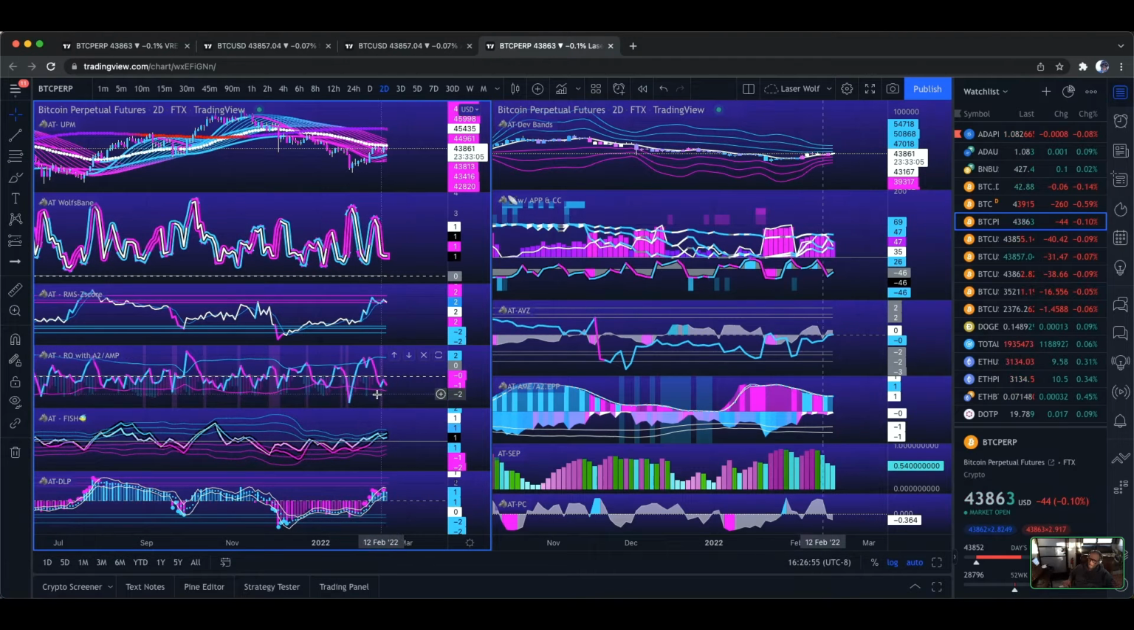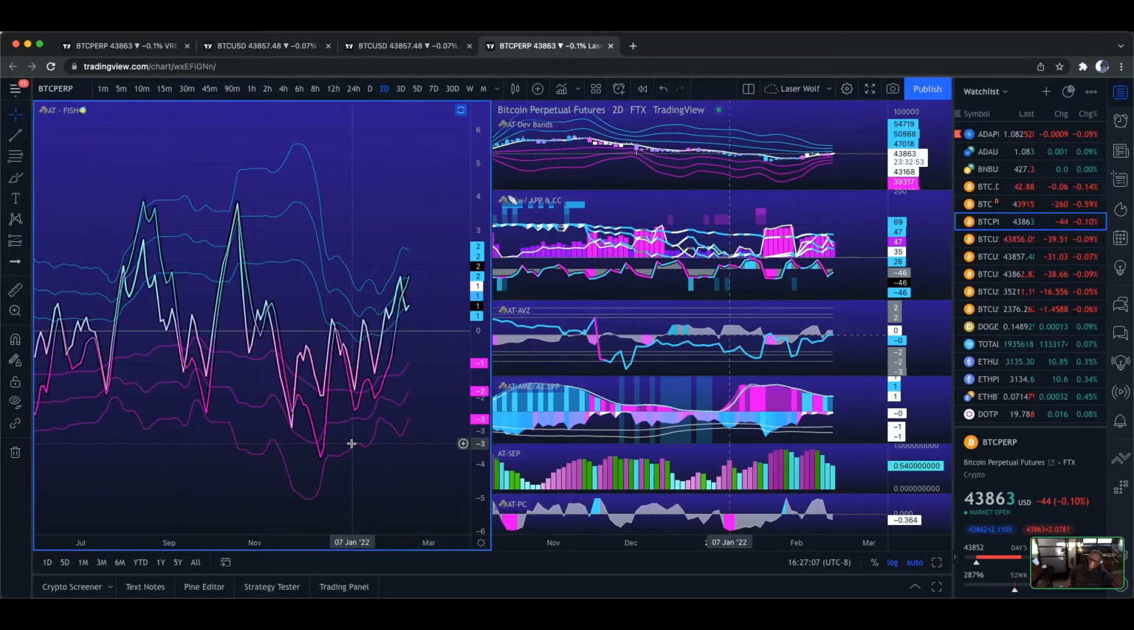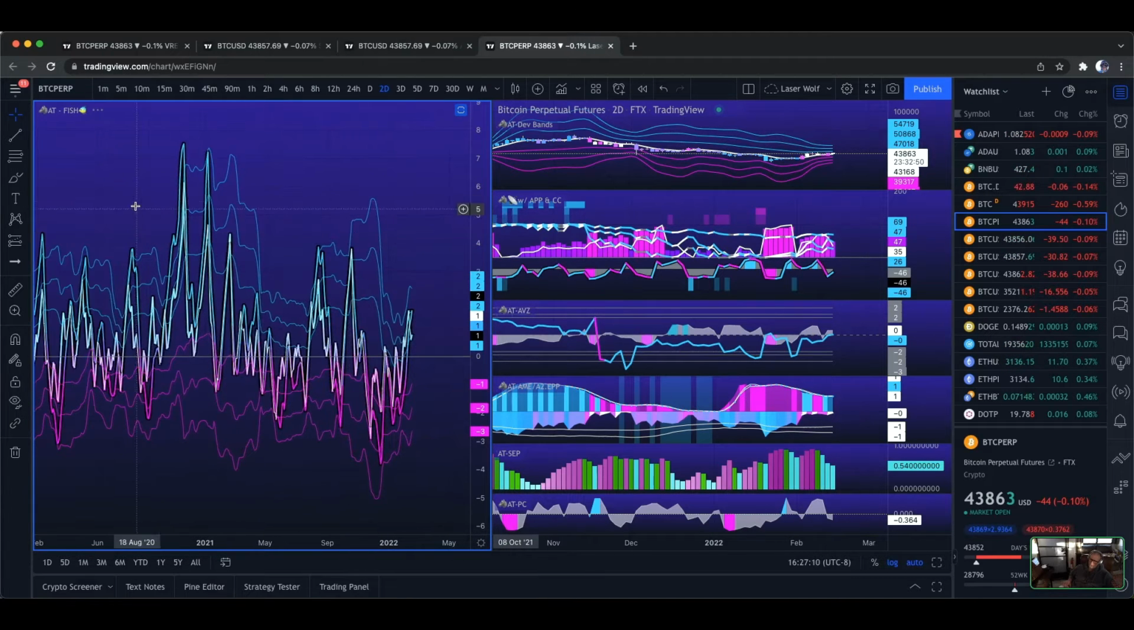Had a little kick down right here. No problem at all, in my opinion. Fishers are still heading up. And these fishers, they have a lot of room to go to the top side. I mean, a lot. I mean, look at some of these pumps, right? We're way down here. The volatility bands are expanding, and the bottom side are sloping up, right? I like that.